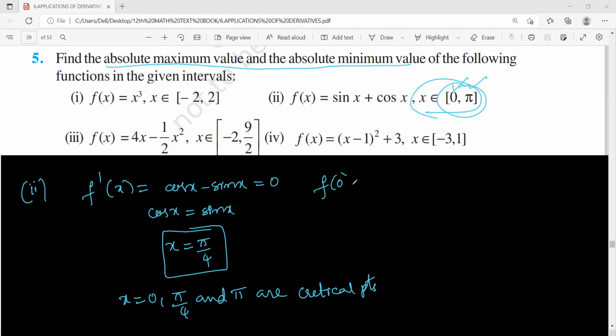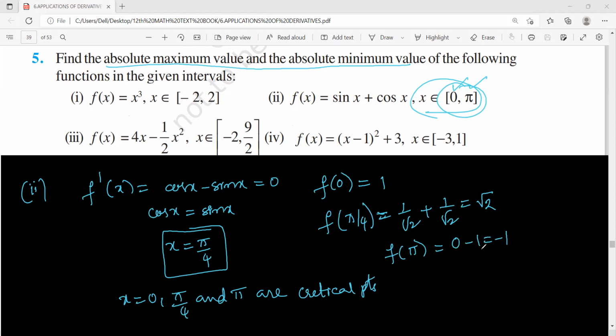f of 0. f of 0 is what? 1. The next, f of π/4. f of π/4 is what? Sin π/4, 1 by root 2, plus cos π/4, 1 by root 2. 2 by root 2 is root 2. And f of π is what? 0 comma minus 1, is minus 1. 0 plus minus 1 is minus 1.